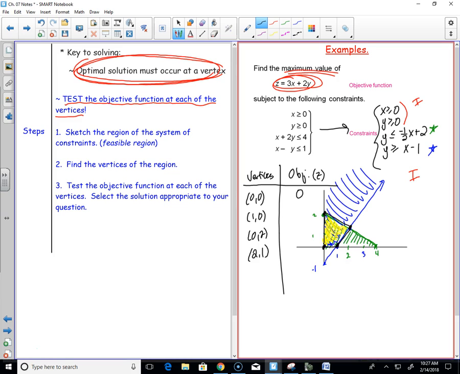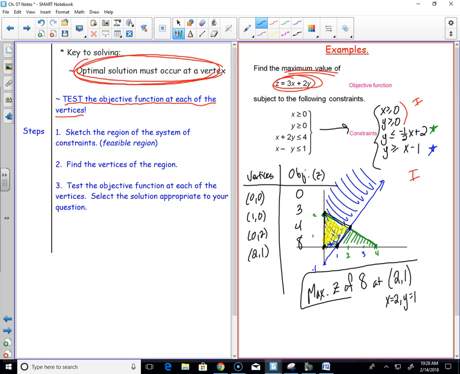Plug in 1, 0. 3 plus 0 is 3. Plug in 0, 2. 0 plus 4 is 4. Plug in 2, 1. 6 plus 2 is, who's my winner? The winner is 8, but who is the point? So this objective, I can have a maximum z of 8 at the point 2, 1, which I could go a little bit further and say x equals 2 and y equals 1.